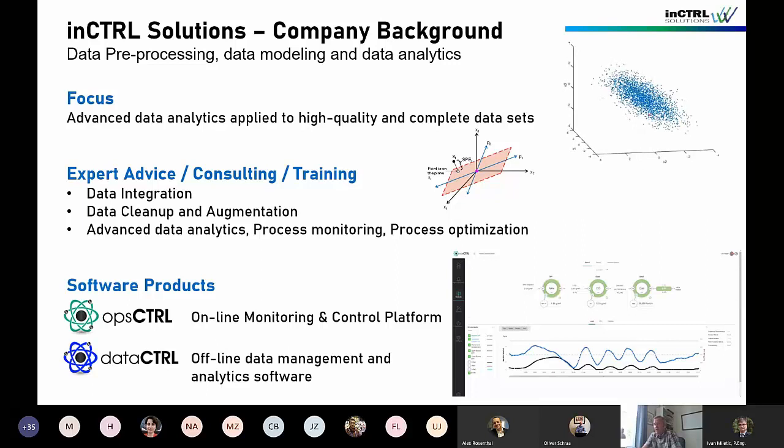The second package is Data Control, that is our package for offline data management and data analytics. That is quite interesting because that whole data integration part is typically a big challenge, and often the biggest challenge, to get all the data into one format and use a standardized data model behind to be able to easily apply all these methods and mainly automate the tasks.